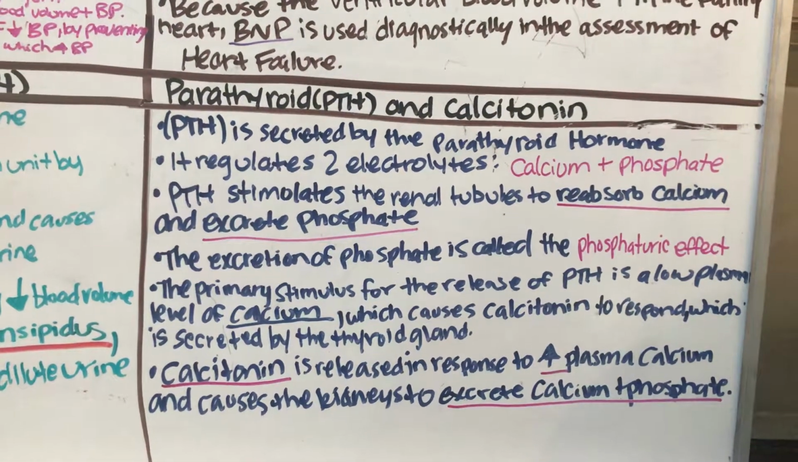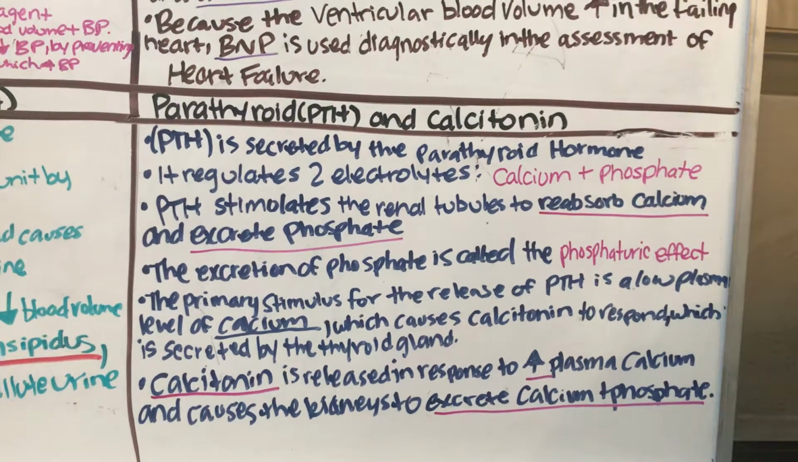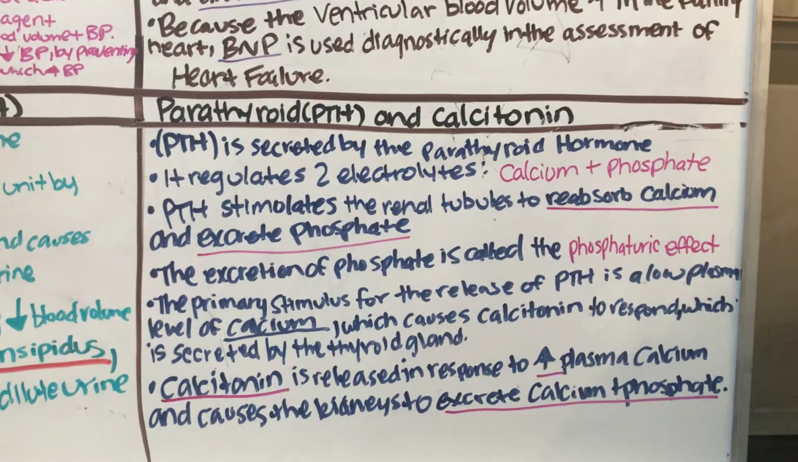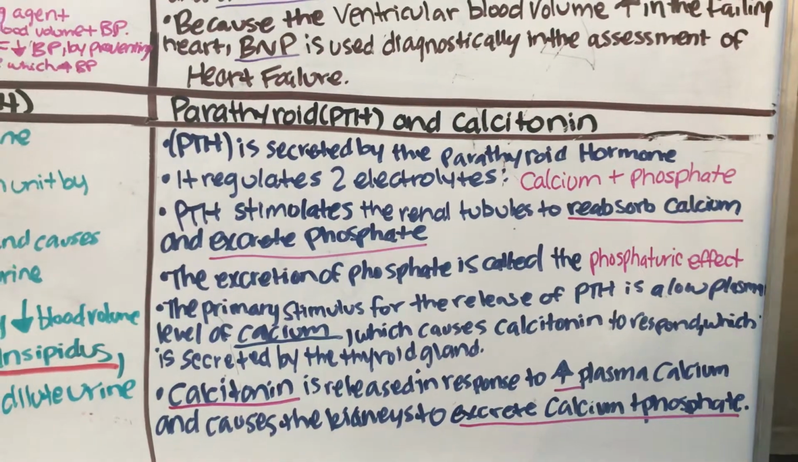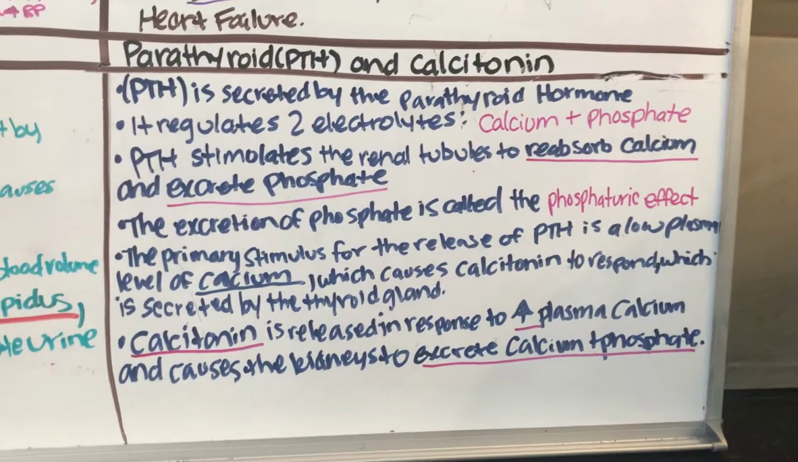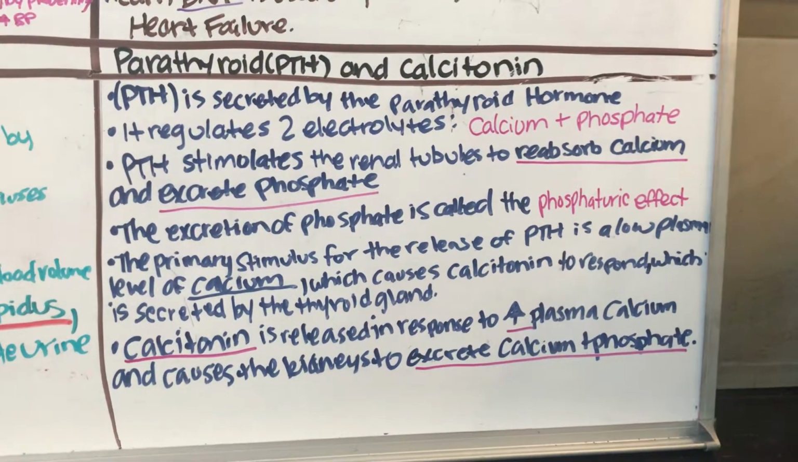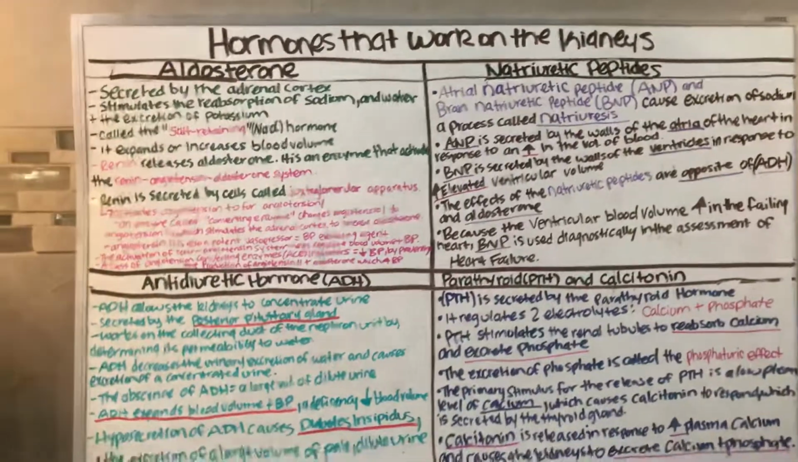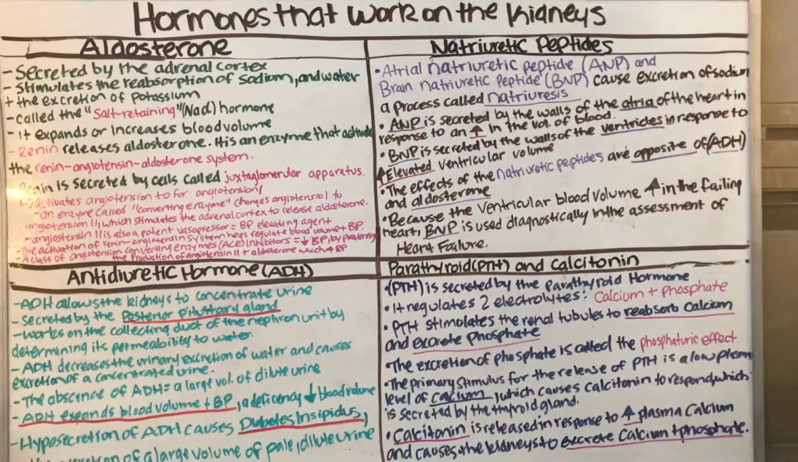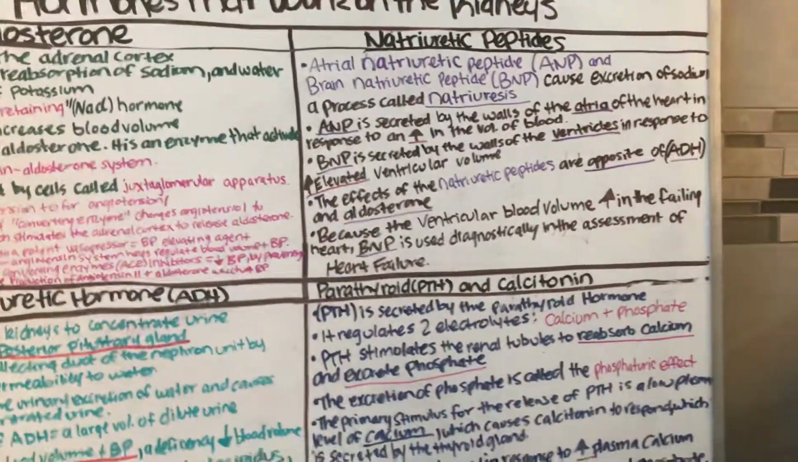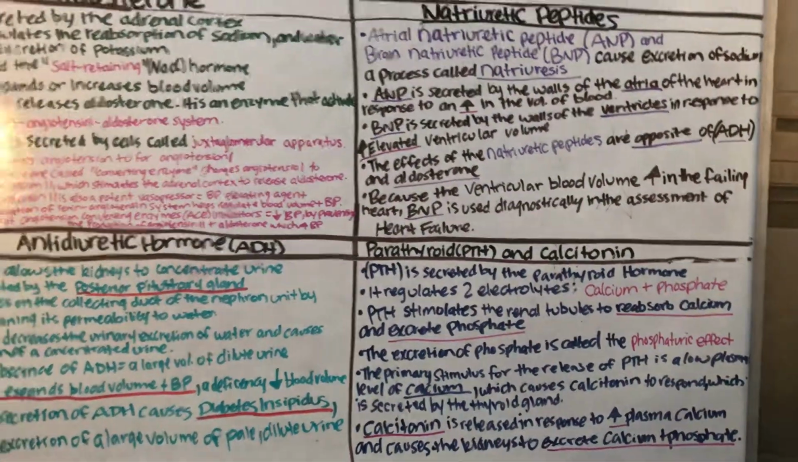The primary stimulus for the release of PTH is a low plasma level of calcium. Calcitonin, which is secreted by the thyroid gland, is released in response to an elevated plasma calcium and causes the kidneys to excrete calcium and phosphate. So those are your four hormones that work on the kidneys: aldosterone, your ADH, your natriuretic peptides, and the parathyroid hormone and calcitonin.